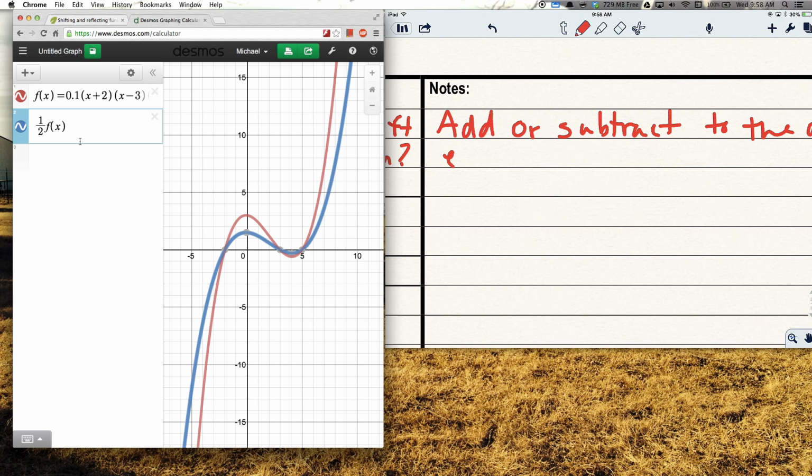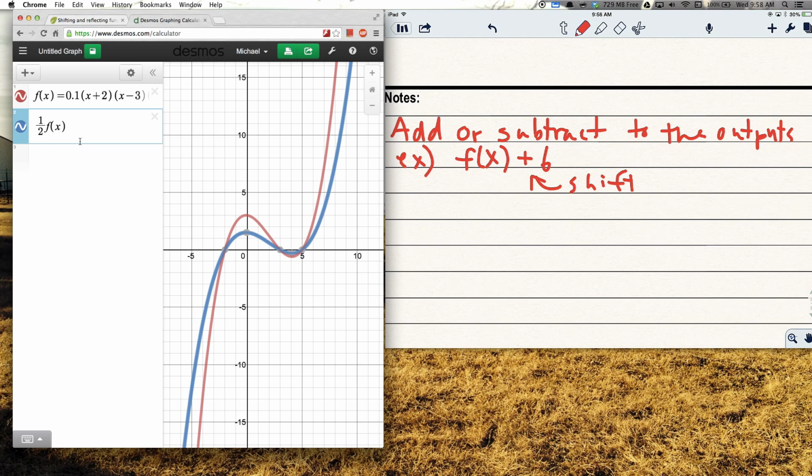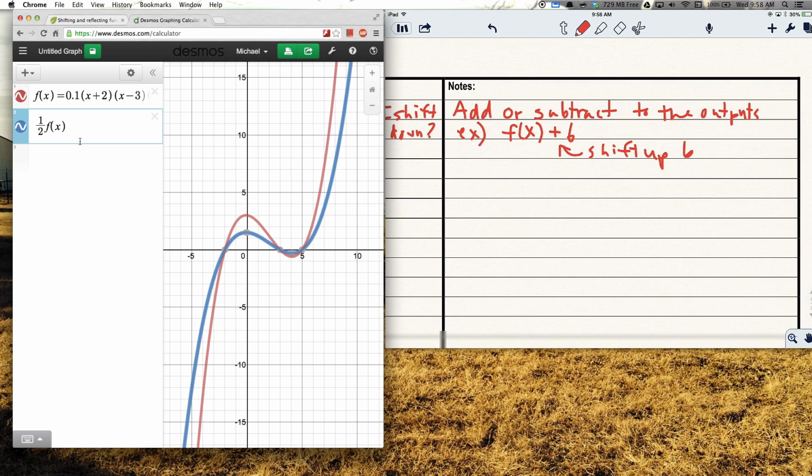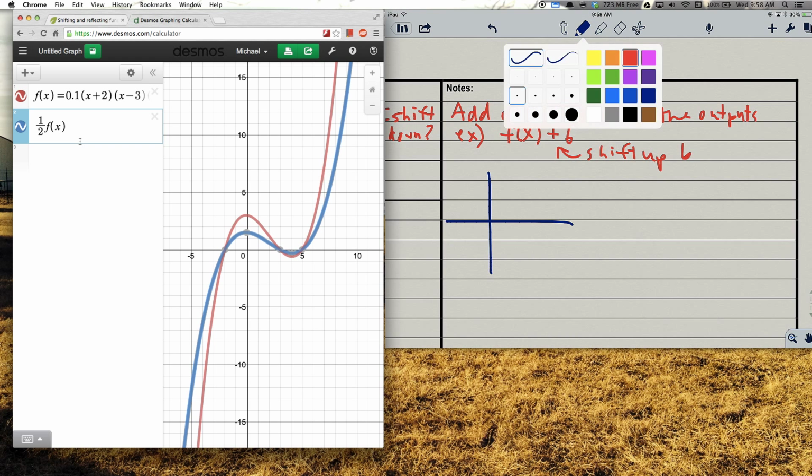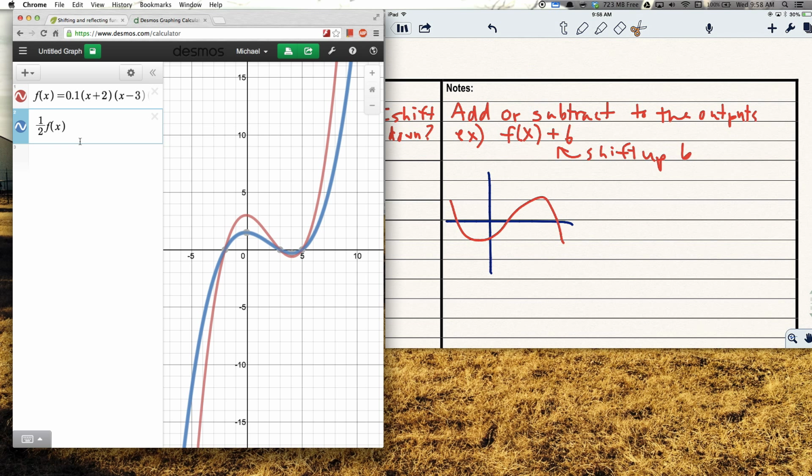So, for example, I'll take f of x, and I want to shift its outputs up or down, so I'll just add 6 to it. And this will shift up 6. Okay? When I look at that in more detail, you'll have some function like this, and you're just going to shift it so that you take the exact same graph and shift it up 1, 2, 3, 4, 5, 6. So it keeps the same shape, it just shifts up 6.